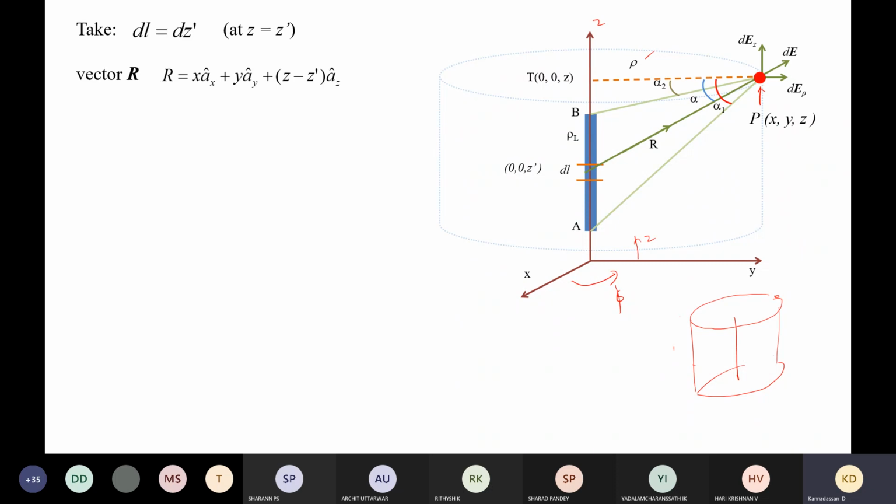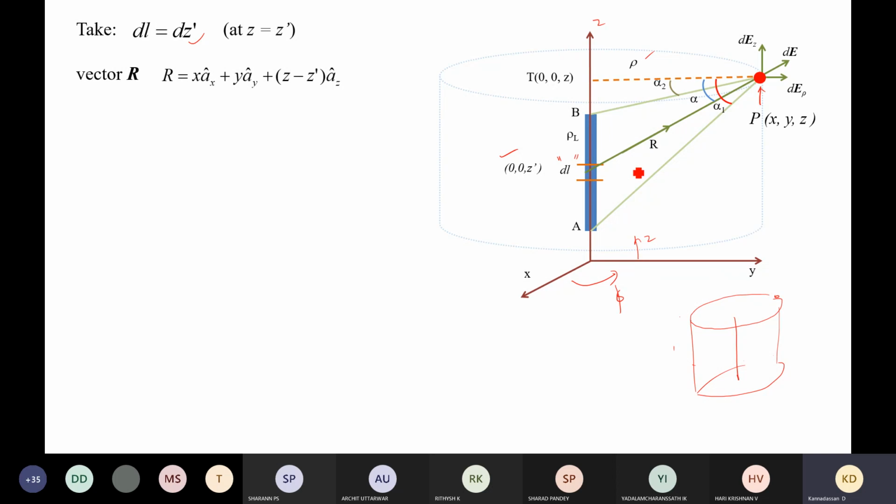First we are taking an arbitrary location in the wire, that is 0, 0, z dash. At that particular point, we are going to take a very small element, dl. Since this small element is described along the z axis, we take the differential element as dz or dz dash. Here it is available at z dash, given as dz dash. You can also keep it as dz, which describes the change over the z direction.